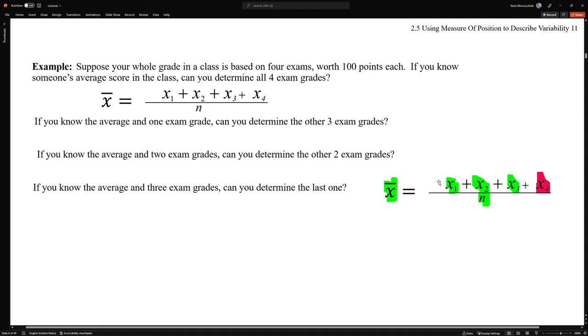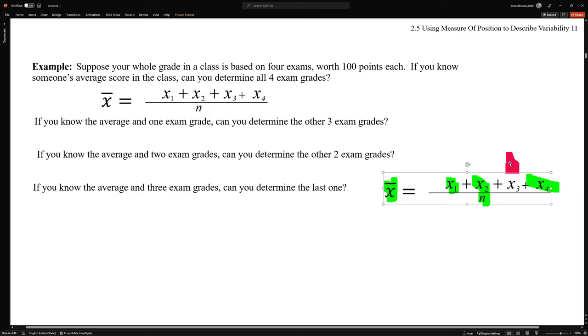So the green ones are the known things in this equation, and the x4 is what we want to find. Also, it can be the other way around. I mean, this can be green. Like this, right?